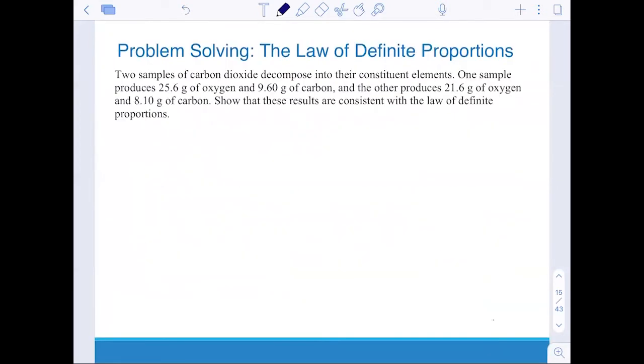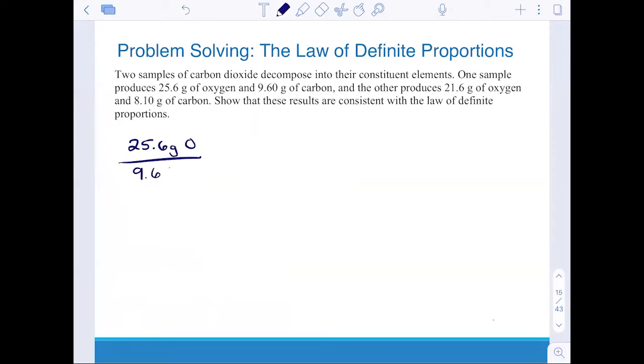Now, here's a type of example of a question that you could see on an exam. 2 samples of carbon dioxide decompose into its constituent elements. One sample produces 25.6 grams of oxygen and 9.6 grams of carbon. The other produces 21.6 grams of oxygen and 8.1 grams of carbon. Show that these results are consistent with the law of definite proportions. Are they the same molecule originally?